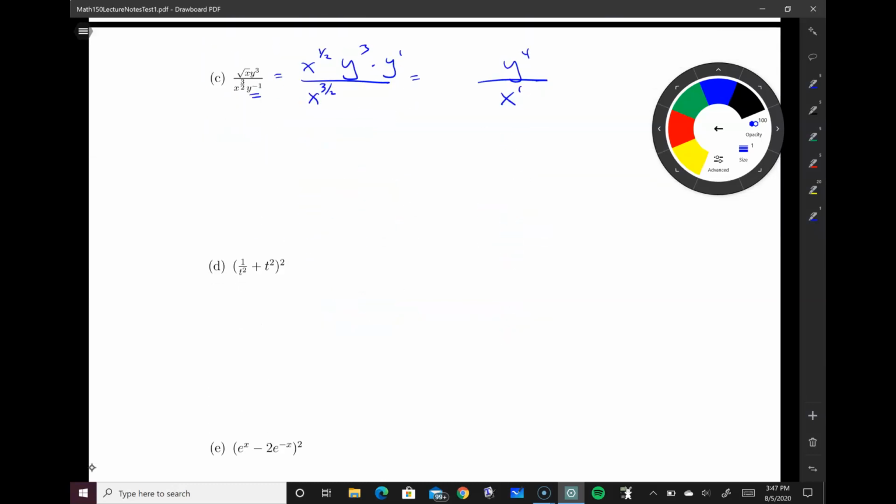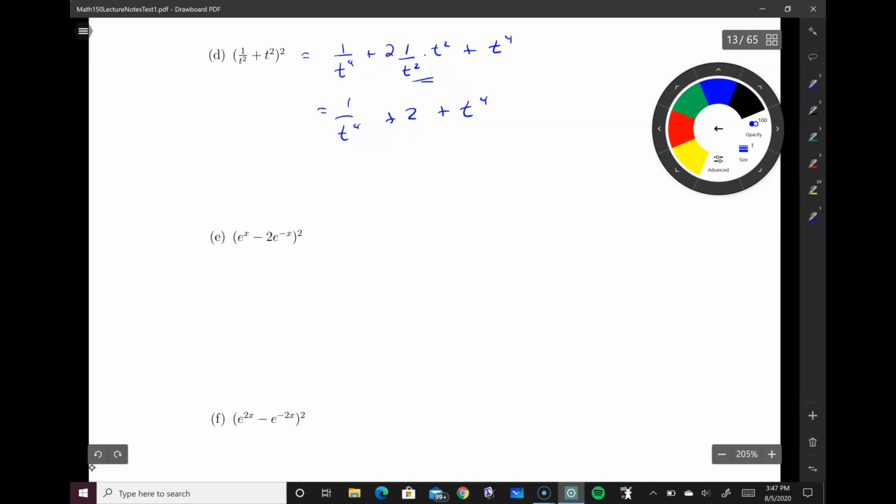All right, again, I want to multiply this out, so I get 1 over t to the 4th, plus 2 times 1 over t squared times t squared, plus t to the 4th. So these t squareds cancel, so I just get the number 2, and there we have it.